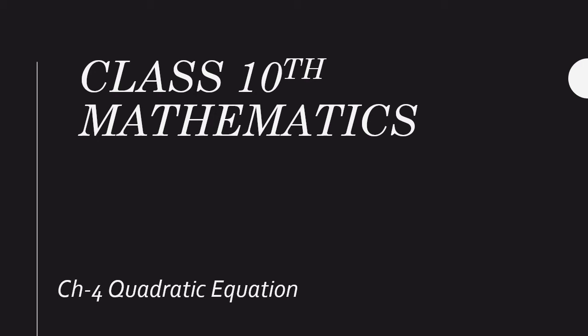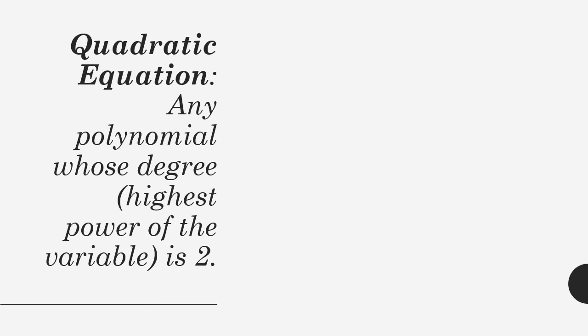Today we will discuss chapter 4, quadratic equations, of class 10th mathematics. So let us start. What is a quadratic equation? Last year you studied polynomials. Here also we talk about a polynomial whose degree is 2. Degree, in the sense, you can understand as the highest power of the variable. So when the highest power of the variable is 2, we say that the polynomial has degree 2, and that polynomial of degree 2 is your quadratic polynomial, also known as a quadratic equation.